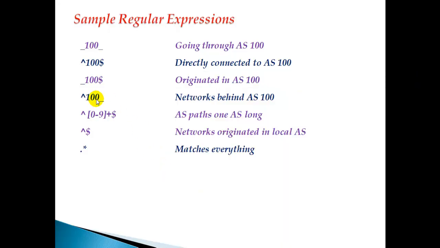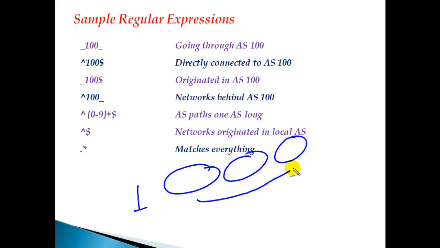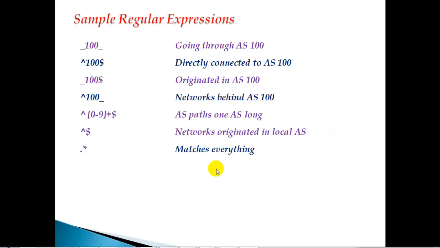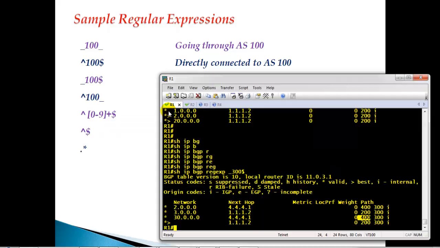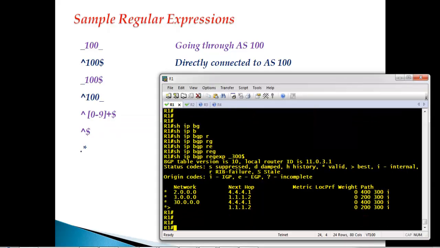Now you may want to match all the prefixes which are behind. Behind means, let's say this is my AS number and I want to see all the prefixes which are behind the AS number 100. My neighbor AS is 100 and whatever routes are behind 100. So I can verify by using this regular expression.